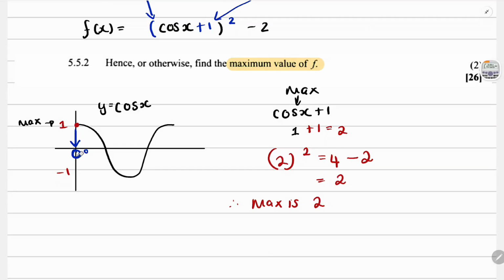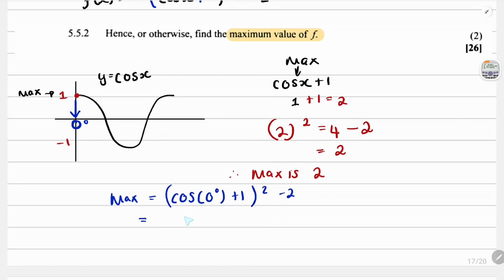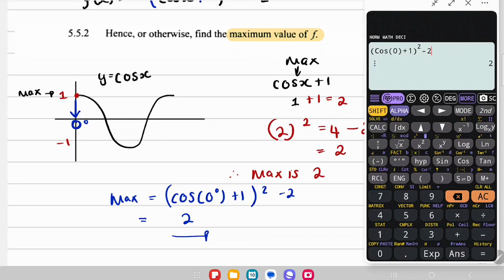So you could have just taken 0 degrees and substituted it into this, and you would have found your maximum. Since I know the original cos graph's maximum occurs at 0 degrees, I could have just said, let's say cos of 0 degrees plus 1, all squared, minus 2. And if you put that on your calculator, you will indeed get 2. And there you go, see, we get 2.